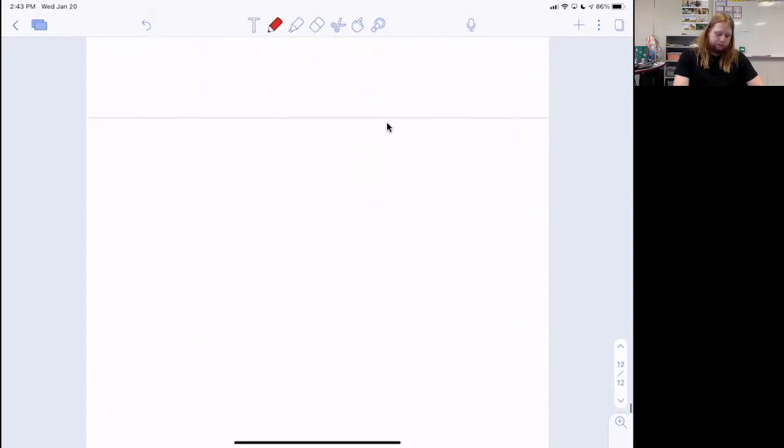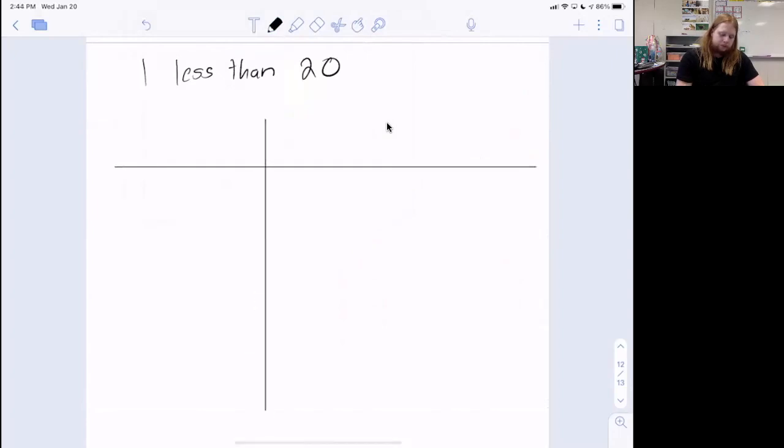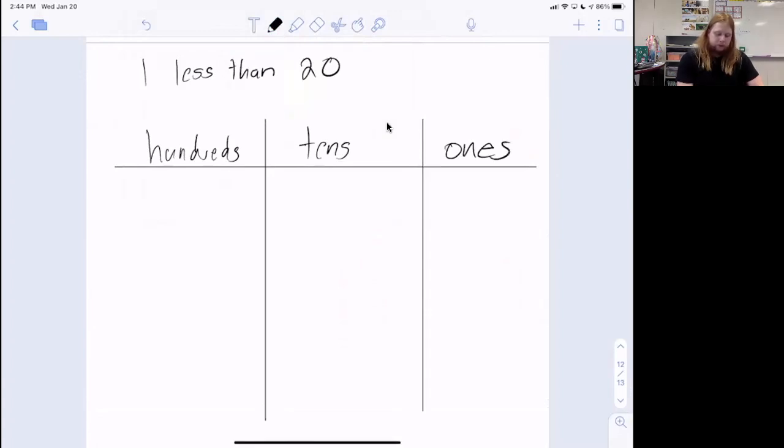All right. Now what I want to do is I'm going to give you one to try. You're going to be responsible for finding 1 less than 20. So I'm going to get the table up for you. So we have our hundreds, our tens, and our ones. So 20 has 2 tens and no hundreds and no ones.